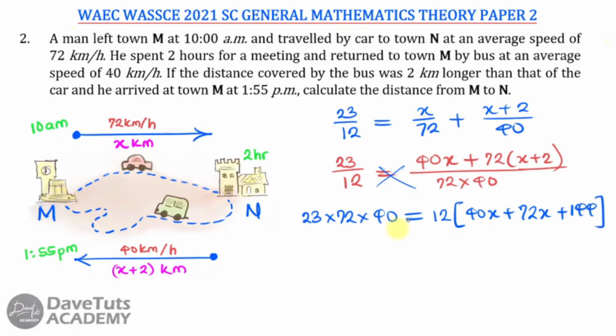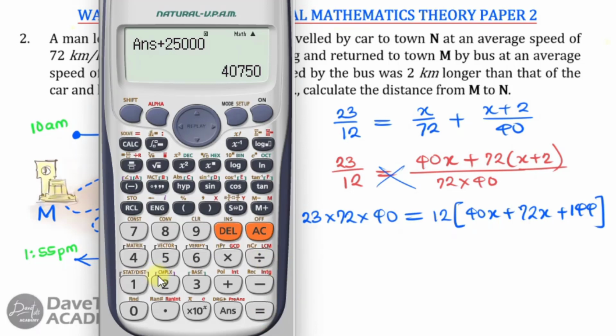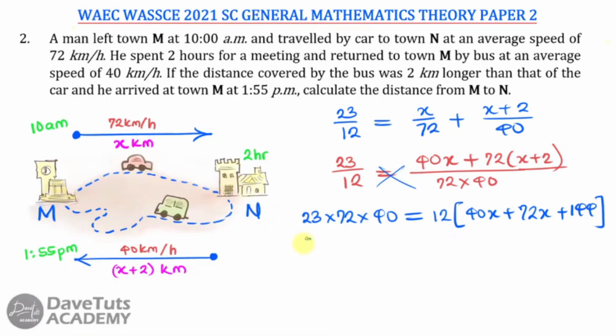Okay, and I can now bring in my calculator to just punch in this number. I can still simplify this, but let me just take it piecewise. 23 times 72 times 40 is 66240, which is equal to 12 multiplied by 40x plus 72x, and 40 and 72 will be 112x, plus 144.